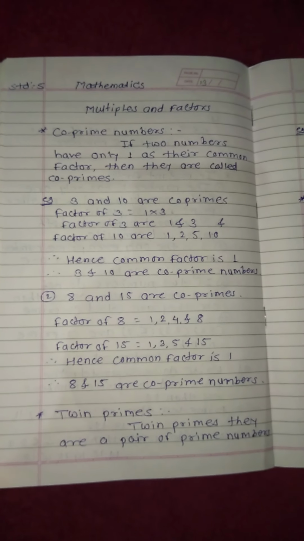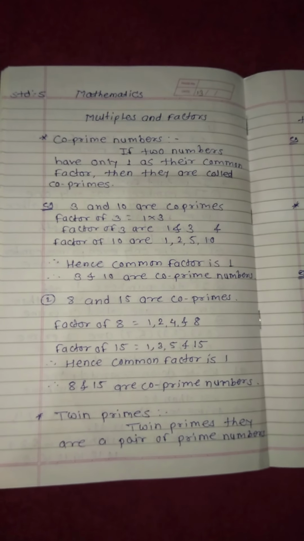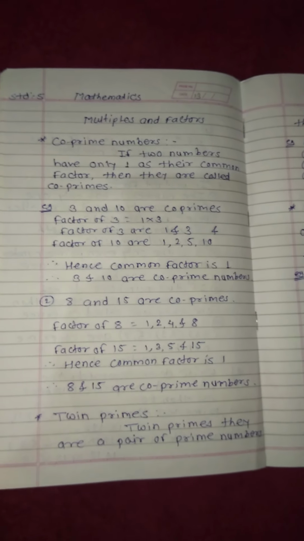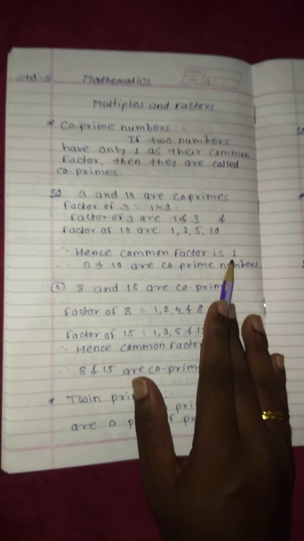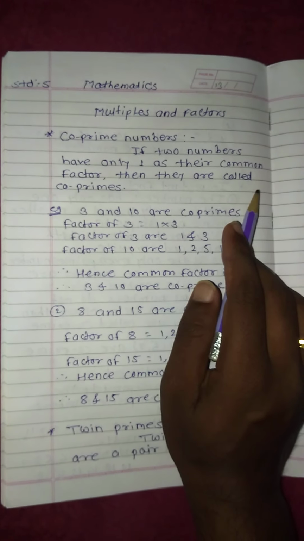Good morning students. Today we will discuss the next part from the chapter on multiples and factors. The first part is co-prime numbers. First we will understand what is meant by co-prime numbers.